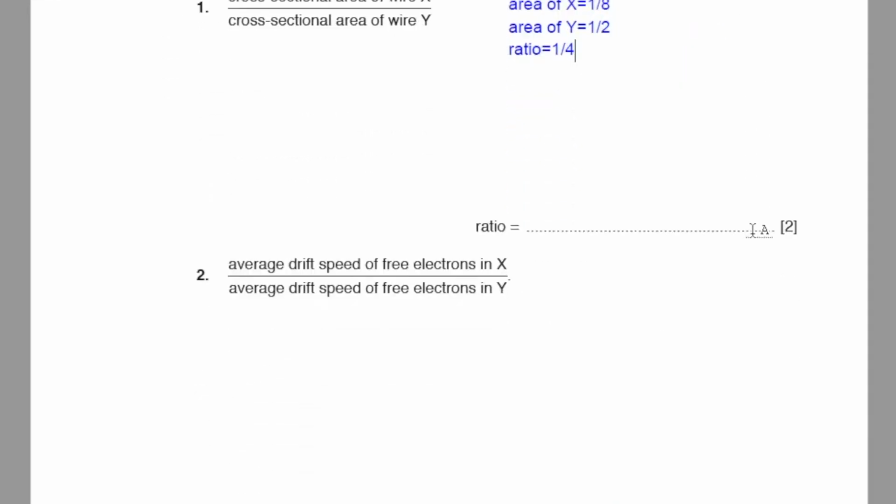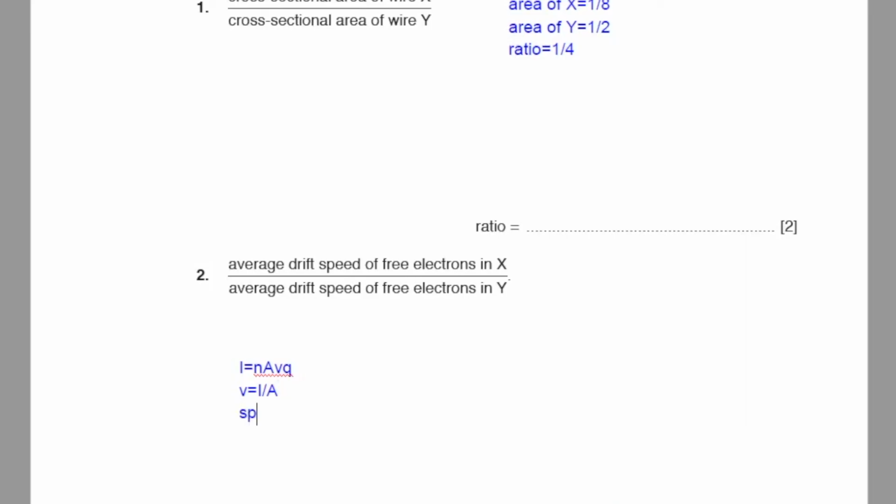Part 2. Average drift speed of free electrons in X divided by average drift speed of free electrons in Y. So current is equal to number density multiplied by the cross-sectional area times drift speed times electron charge. Now drift speed is equal to current divided by the cross-sectional area. Due to both resistors X and Y being of the same metal type, both resistors will have the same number density n and the same electron charge, so we can ignore n and q in our new formula.